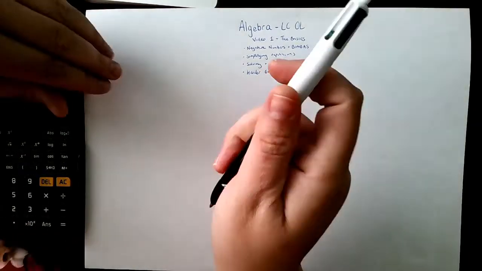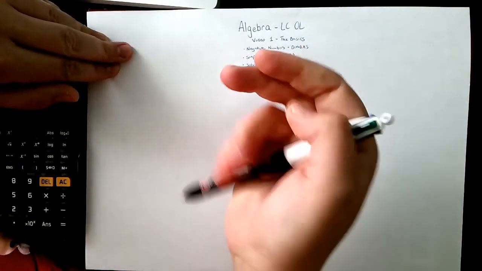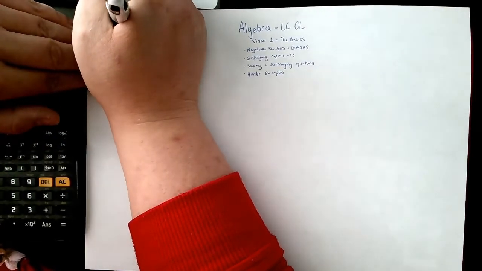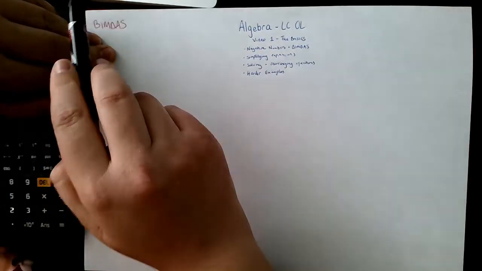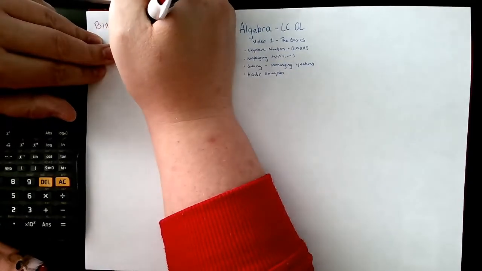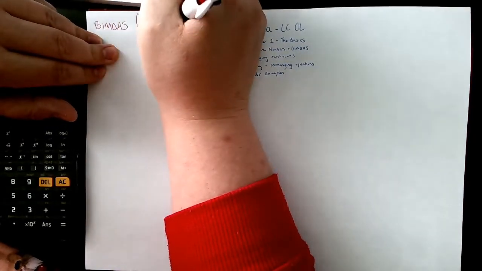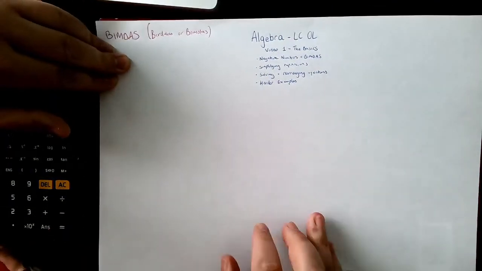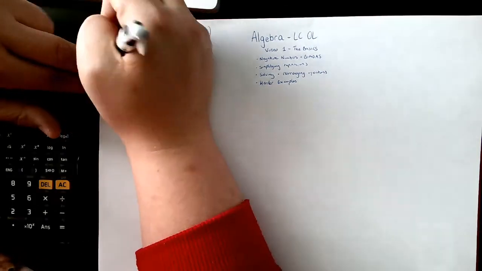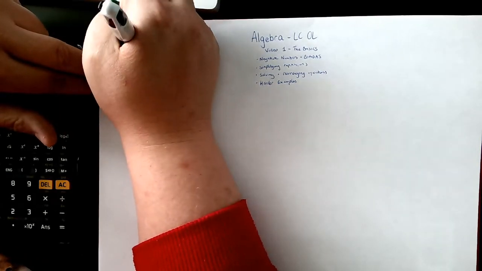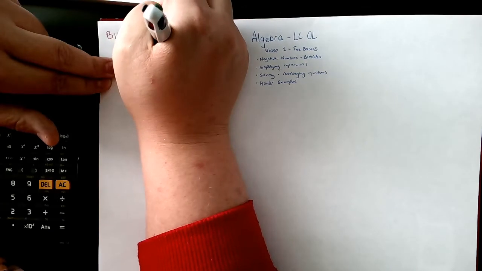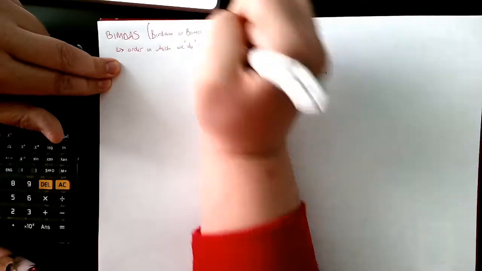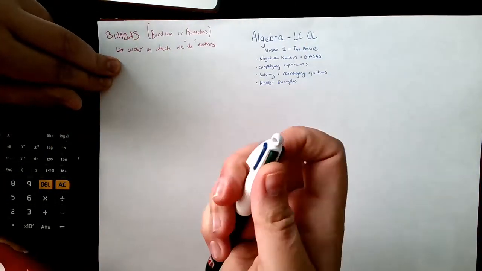Okay, so the first thing that we're going to look at is BIMDAS. You may have heard this as BODMAS or BEDMAS. They're all the same thing. All this means is the order in which we do maths, the order that we solve our equations.